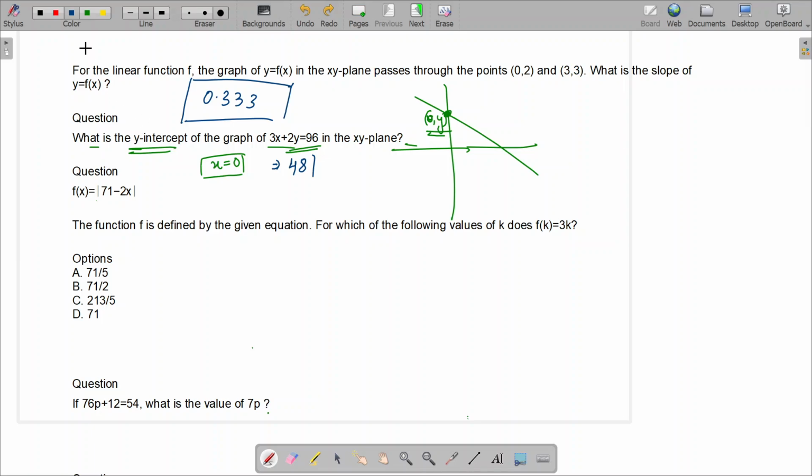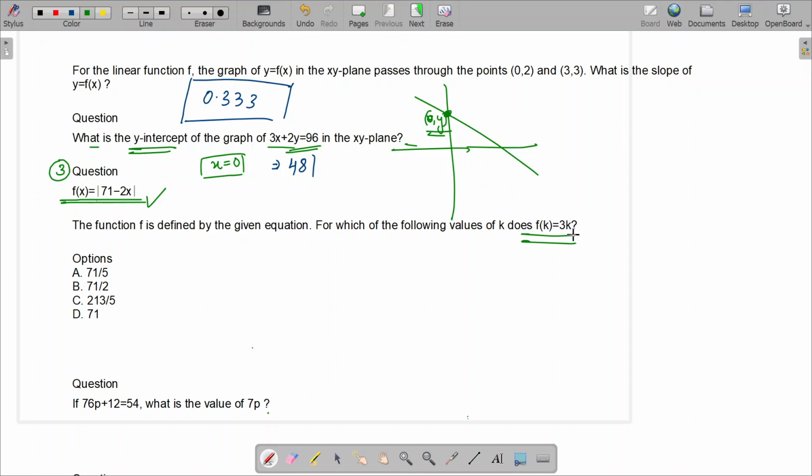Alright, so here comes the third question. This is question number 3. One function is already given and the value of function is given. Take 30 seconds to read the question. The function f is defined by the given equation. For which of the following values of k does f of k equals 3k?